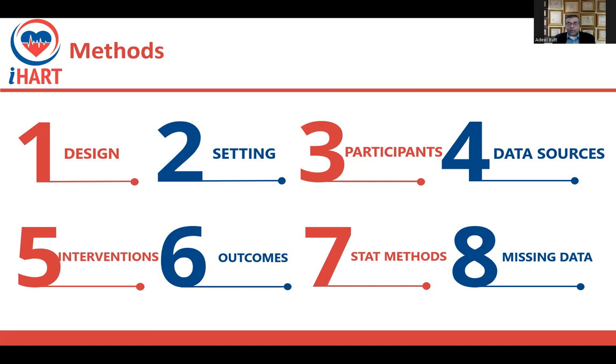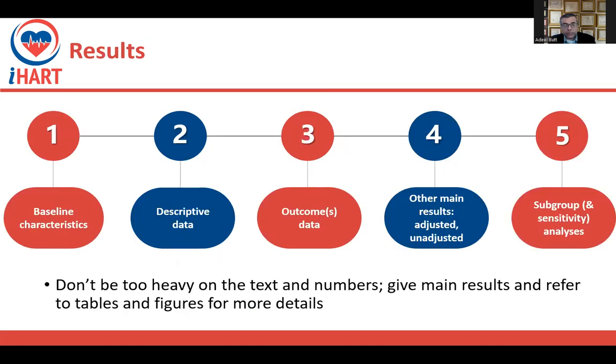How did you collect the data? Where was the data collected from and by whom? If there were any interventions, you mention those interventions and how you carried those out. Followed by what were the outcomes that you were going to study that were of importance to you. Then you give some information about the statistical methods that you use, and almost all studies have missing data or attrition in the study, and how you addressed this becomes a part of the method section as well.